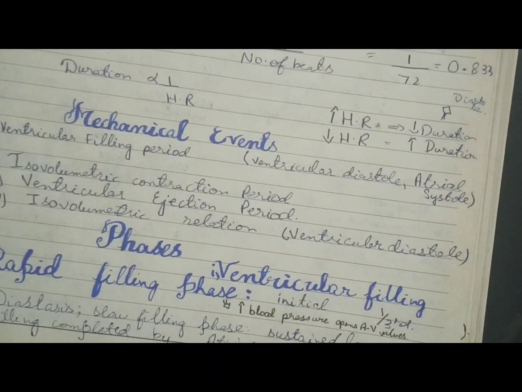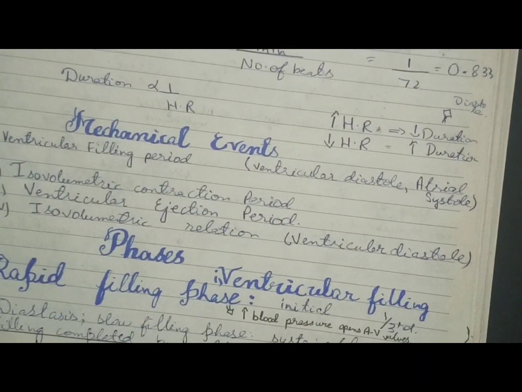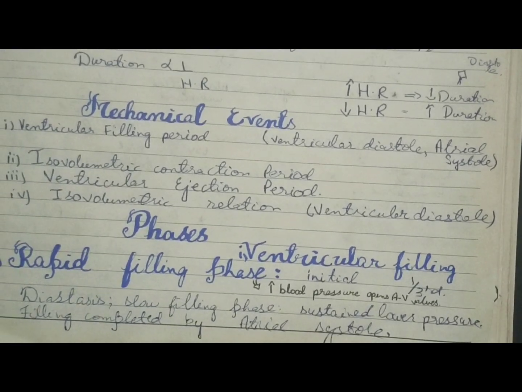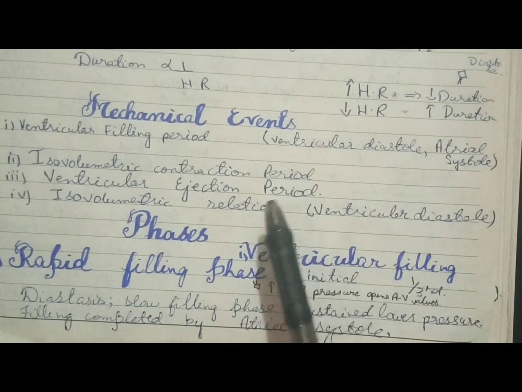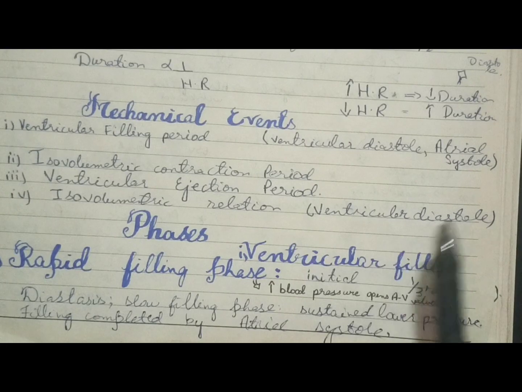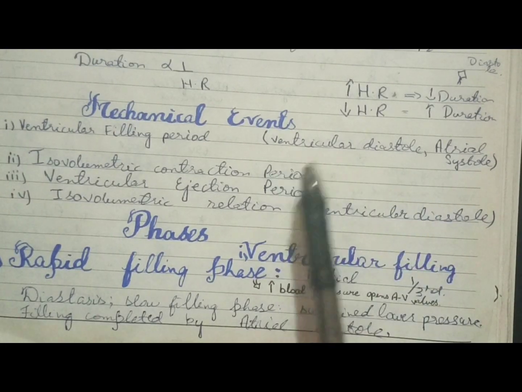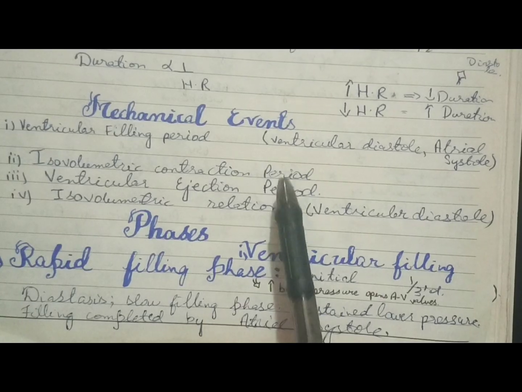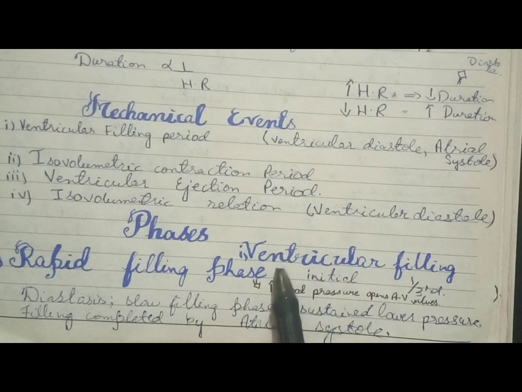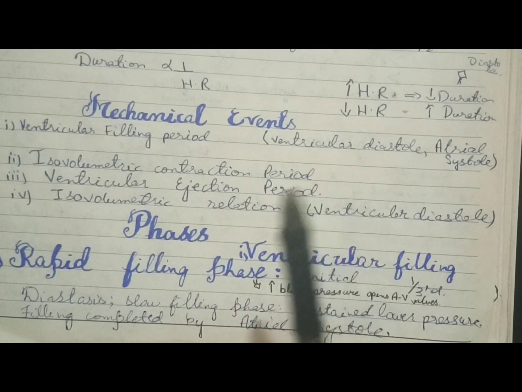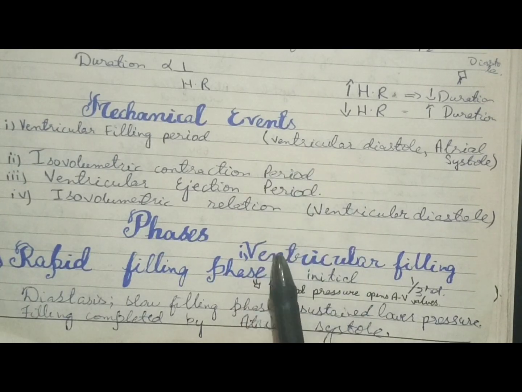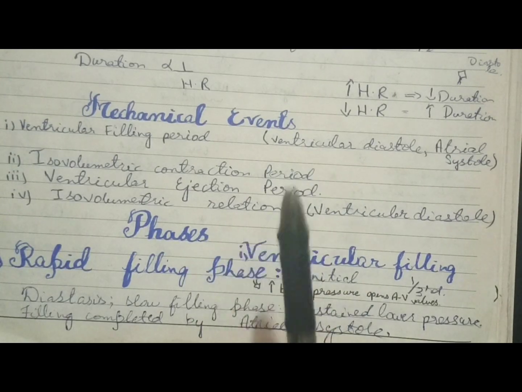So first one is the ventricular filling period. What happens is that the atria will be filled with blood. The pressure in the atria will open the AV valves, or the atrioventricular valves, the tricuspid valve, and the blood will move from the atria to the ventricles. About 80% of the blood moves from atria to ventricles without the contraction of atria.